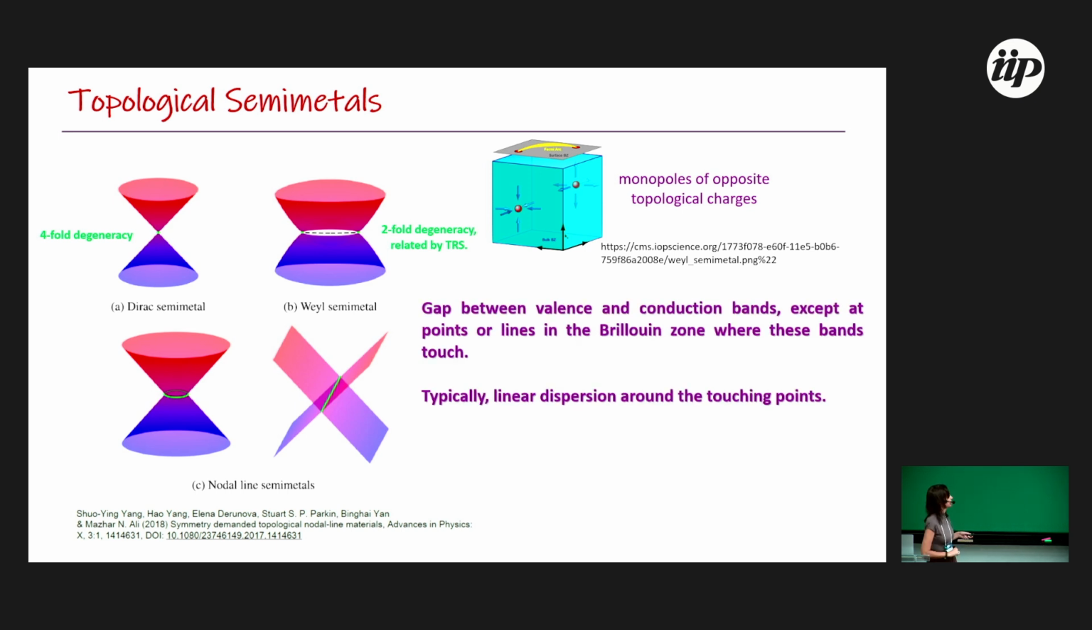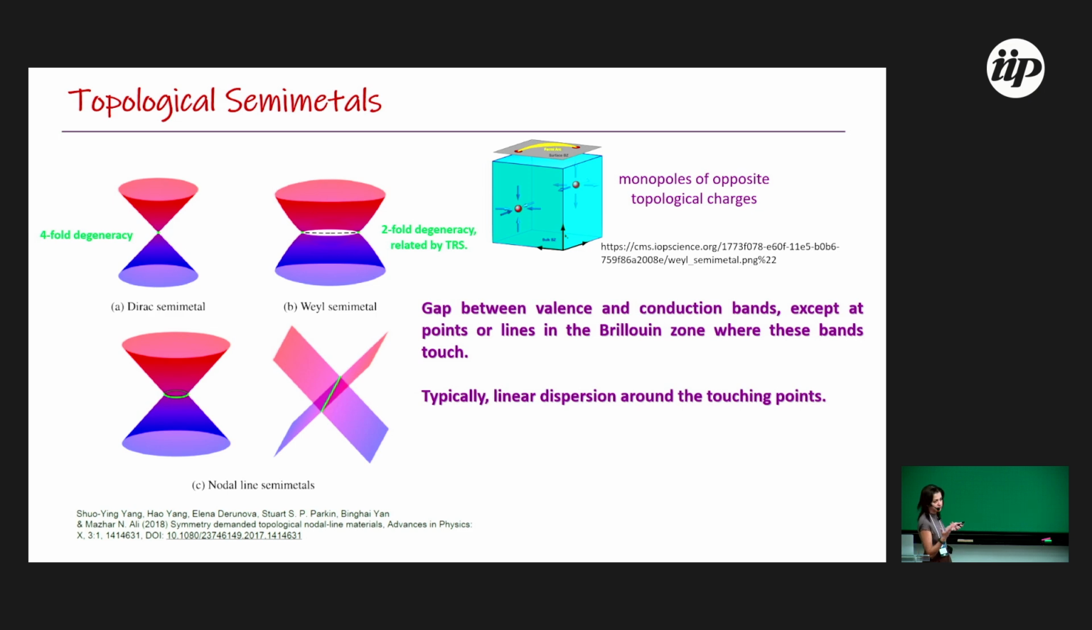But now, how does that connect with topological semimetals? So what are topological semimetals? These are crystals where the conduction band and the valence band touch only at points or along lines in the Brillouin zone.